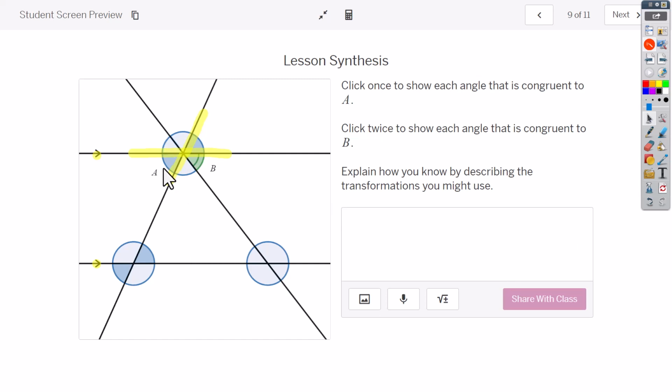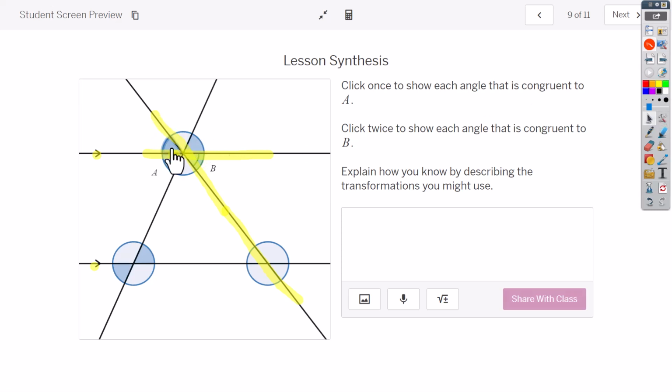Now I'm going to get rid of the red highlighting and then focus on angle B. We're asked to click twice to show each angle that is congruent to angle B. So I'm going to focus on some different lines this time. I'm looking at the lines that make up angle B, not the same ones as the ones that made up angle A. This time it's this line that's coming all the way down to this parallel line. These are two parallel lines again. So now as I'm looking at B and trying to figure out what the vertical angle to B is, it's going to be on this diagonal side.